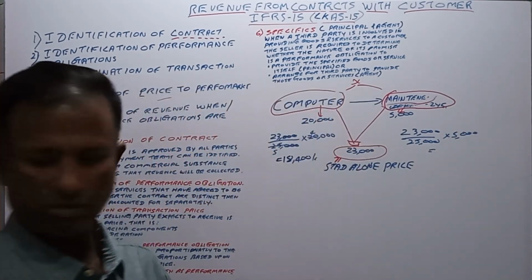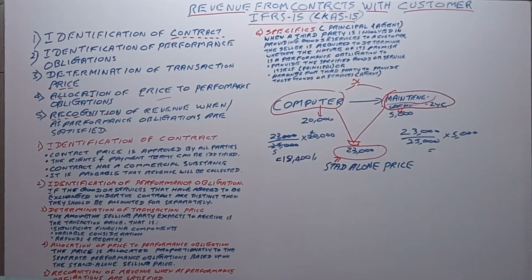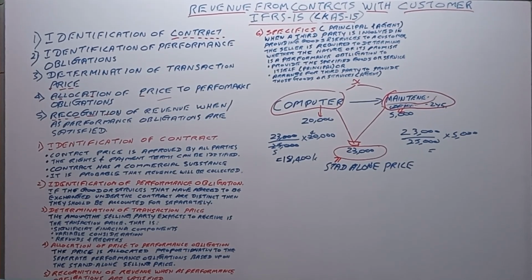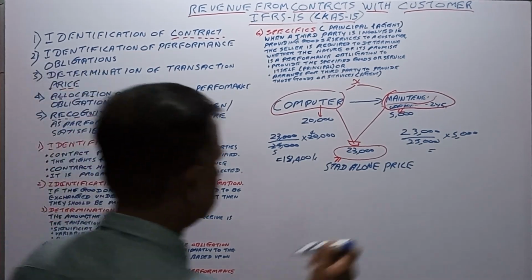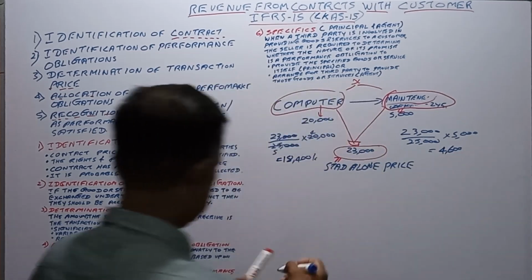This is cost. 23,000 divided by 25,000, right, into 5,000, right? That is 4,600. This is 4,600.